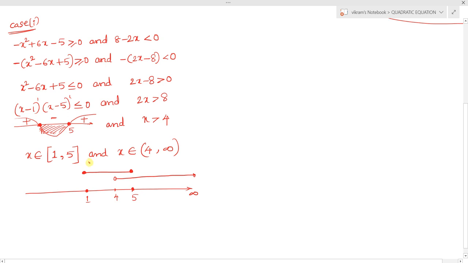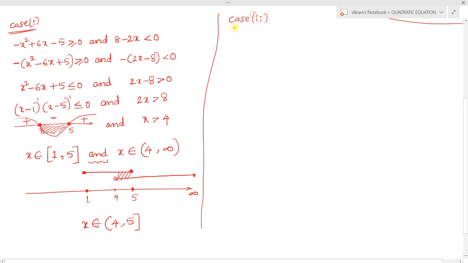So whenever 'and' is between the two solutions, we need to take the intersection, that means the common portion of these two. What is the common portion? We can write x belongs to open brace 4 comma closed brace 5. Okay, are you getting it? Here x greater than 4 means open brace. The common portion is x belongs to open brace 4 comma 5. Okay, now case 1 is solved. Now go for case 2.